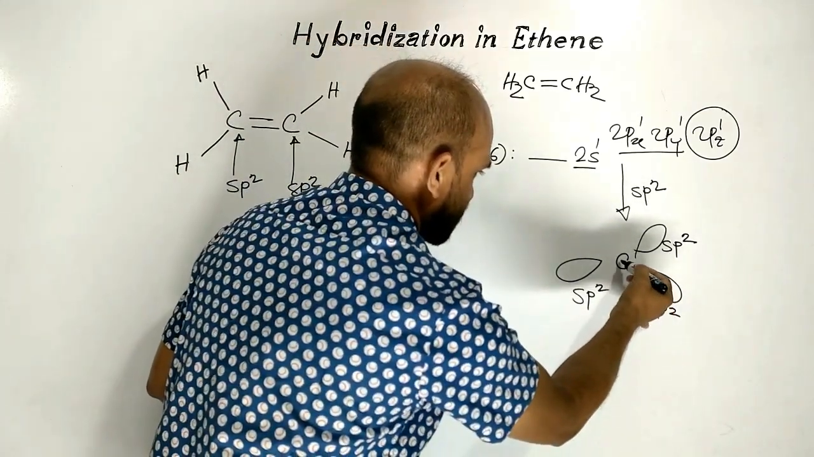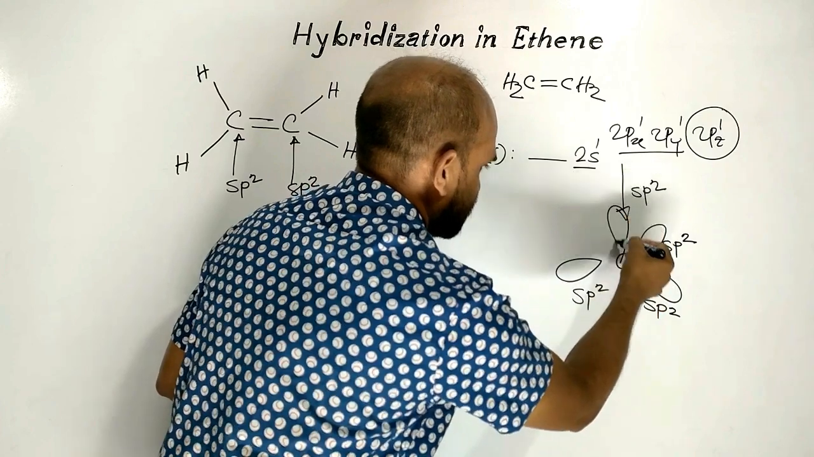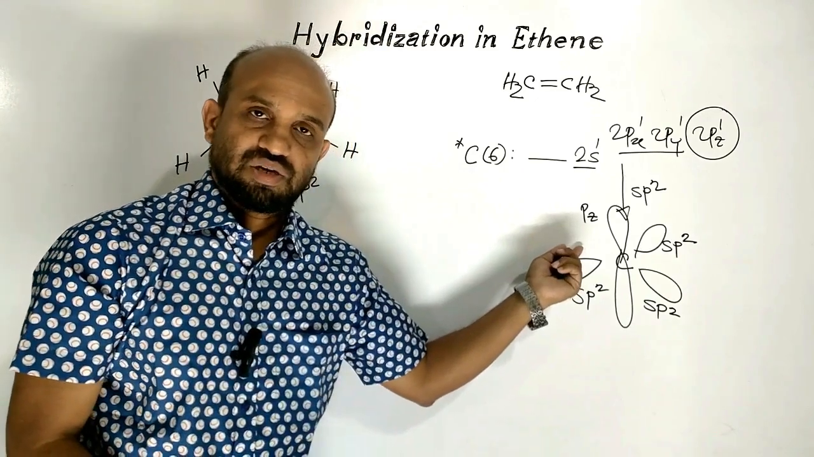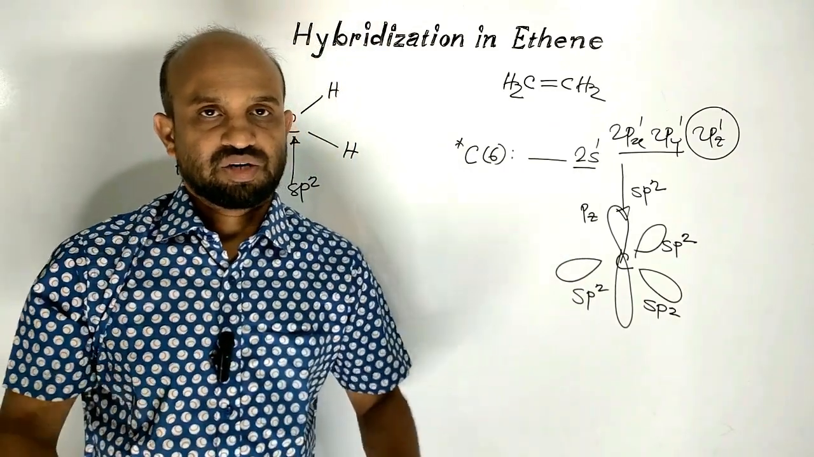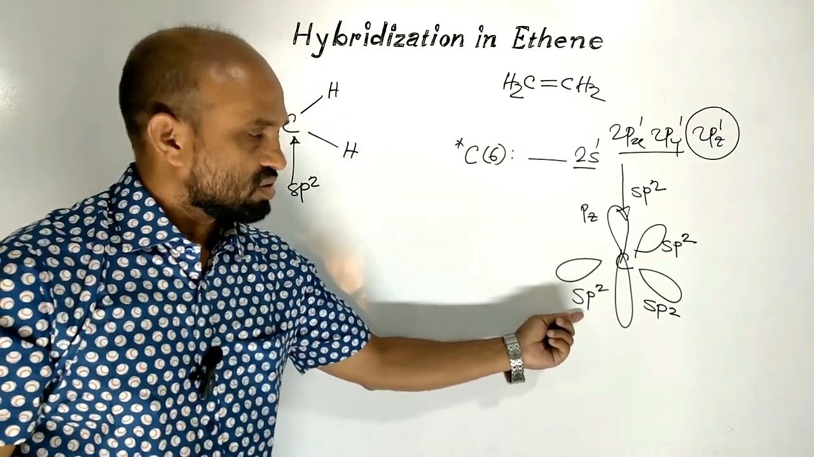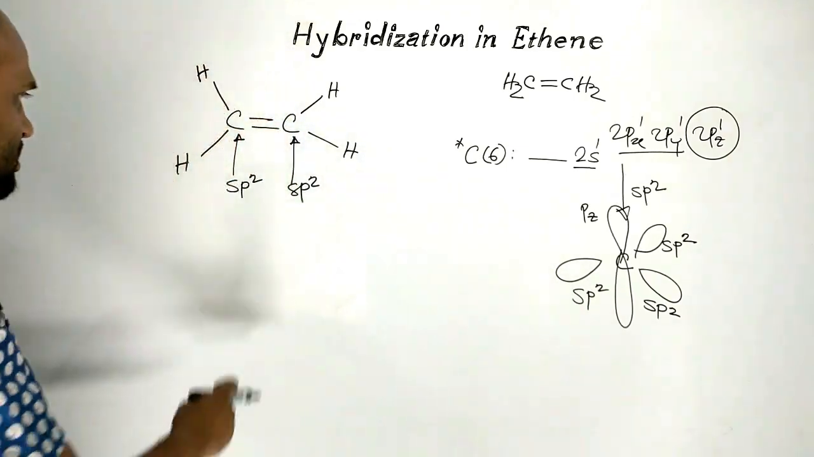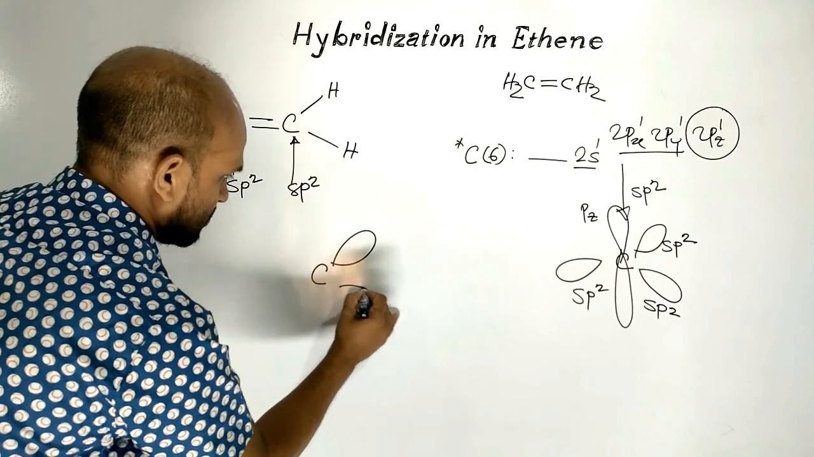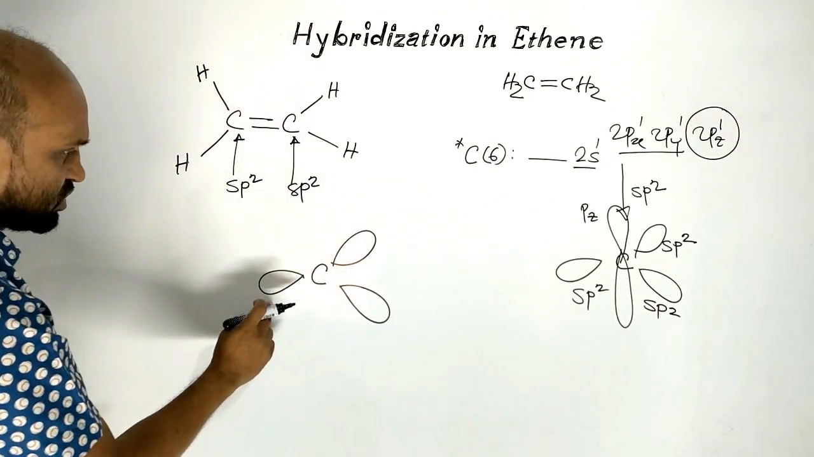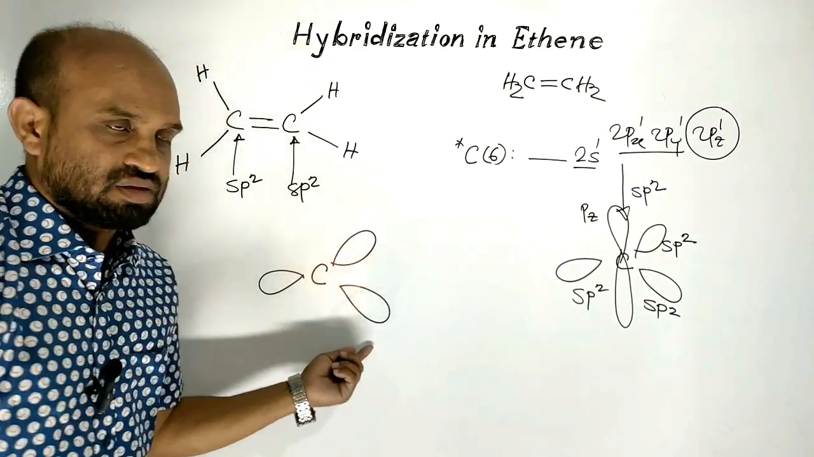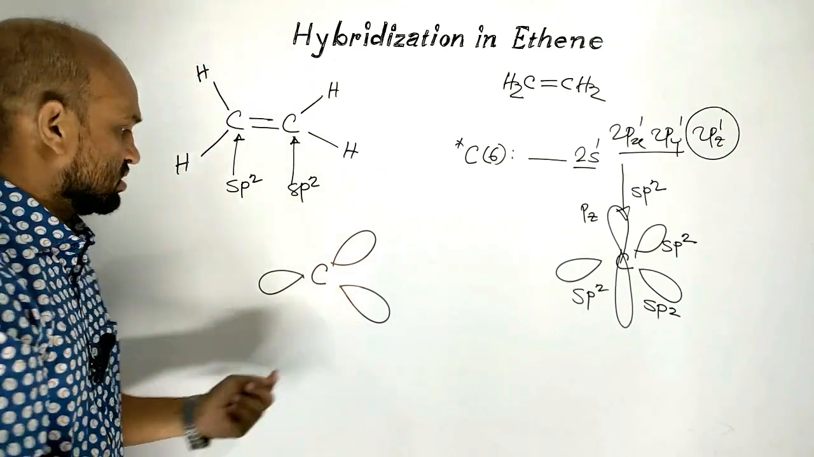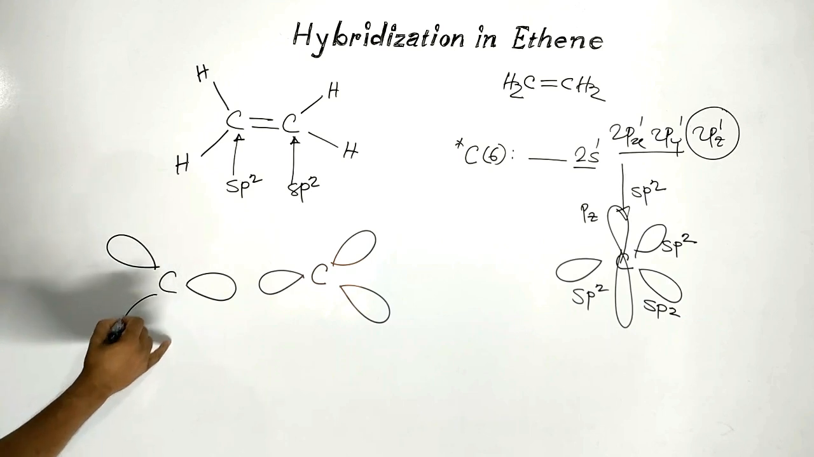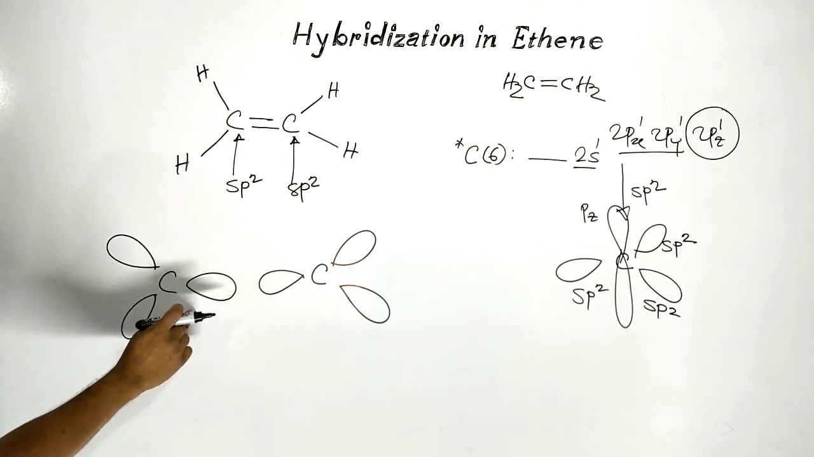That can be shown in this way: dumbbell shaped p orbital, pz orbital. Here this is pz, which remains unhybridized. This is orbital structure of carbon. Here let us draw orbital structure of carbon. sp2 hybrid orbital, and these are sp2 hybrid orbitals. Another carbon, sp2 hybrid orbitals. These are sp2 hybrid orbitals.